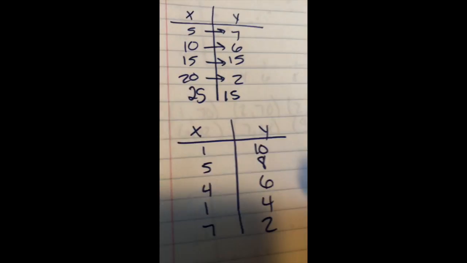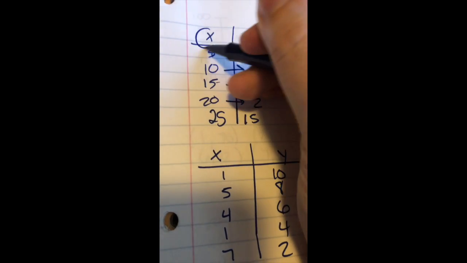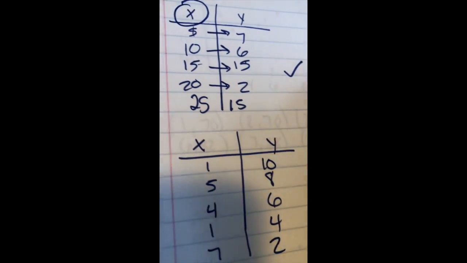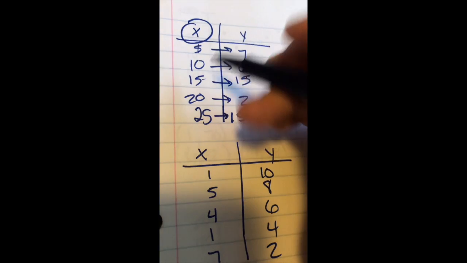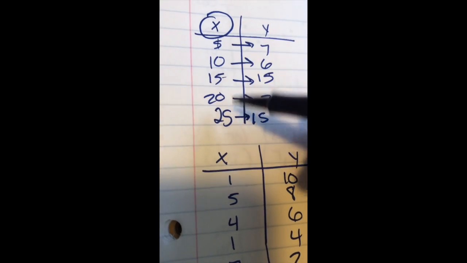If this occurs in a relationship, the relationship can still be a function because 15 is paired with 15, 25 is paired with 15. So we're only looking at a repeat of x's. So this is a function even with this 25 to 15. We're looking at a repeat of x values. If there are repeats in x, then it cannot be a function.